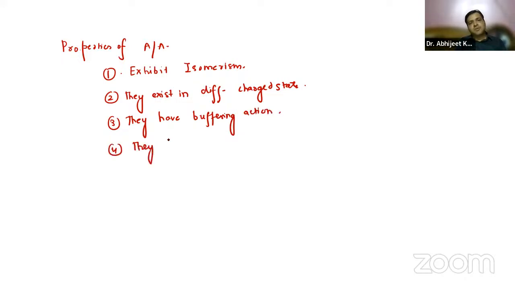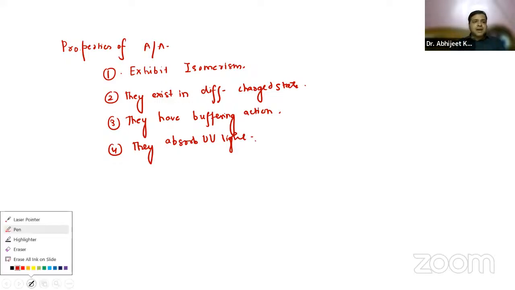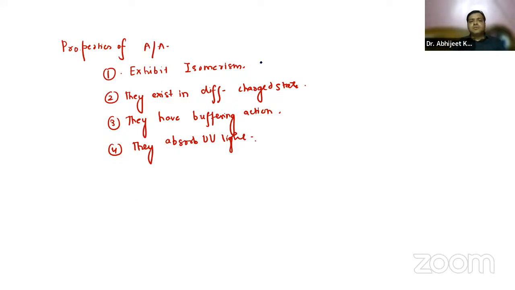Fourth, they absorb UV light. Now when I say they exhibit isomerism, guys, you have to remember, let us just take an example of alanine. In alanine, we have a carboxylic acid group, I'm taking it in charged state. We have the ammonium NH3 plus, and we have this additional methyl group, right?